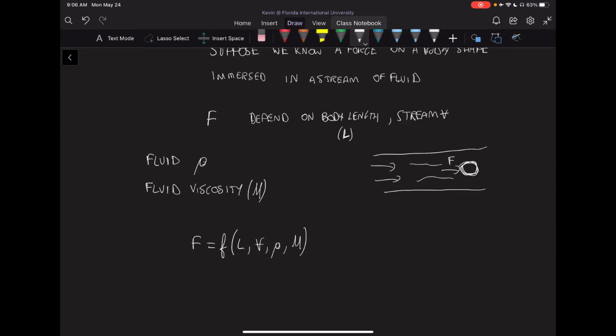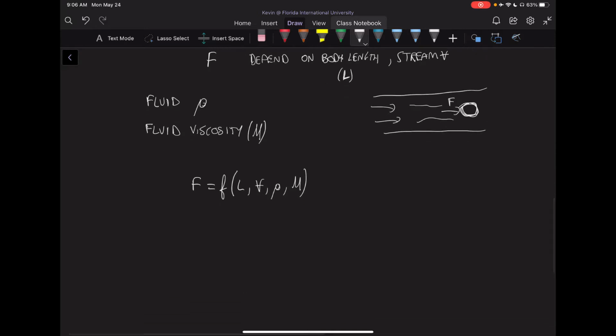Okay, so now we have a function for force with the four variables that allow us to change the force. So if we change the length of our system, we're going to have a different force. If we change the velocity of our fluid, it's going to have a different force, etc. Now, this becomes a very complicated equation, right? We have four terms. How do we solve this problem?